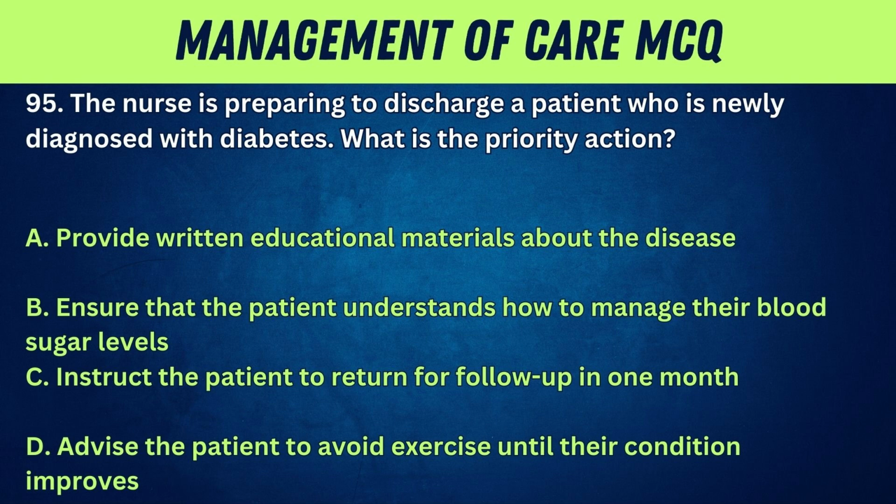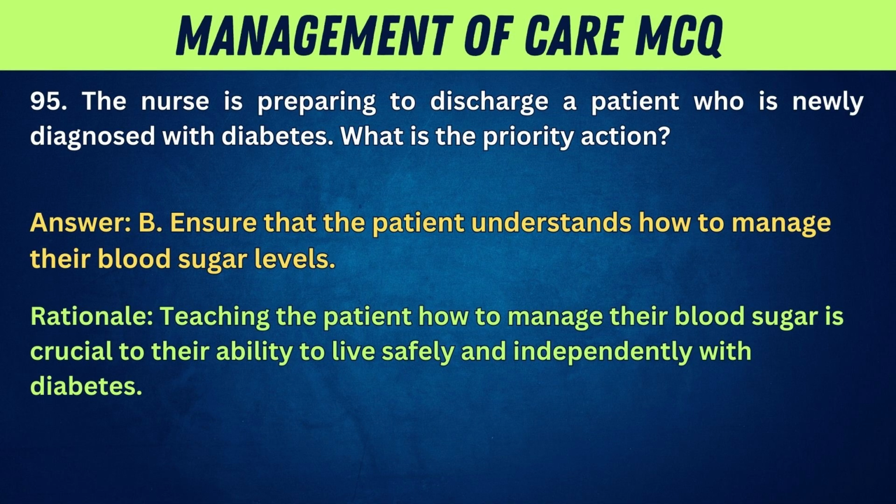95. The nurse is preparing to discharge a patient who is newly diagnosed with diabetes. What is the priority action? A. Provide written educational materials about the disease. B. Ensure that the patient understands how to manage their blood sugar levels. C. Instruct the patient to return for follow-up in 1 month. D. Advise the patient to avoid exercise until their condition improves. Answer. B. Ensure that the patient understands how to manage their blood sugar levels.